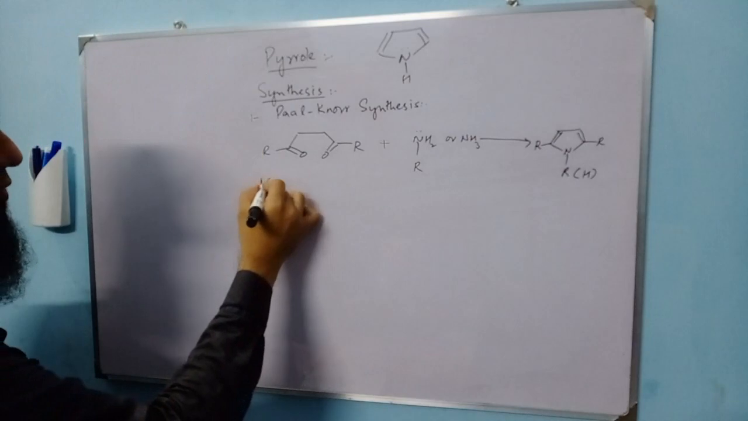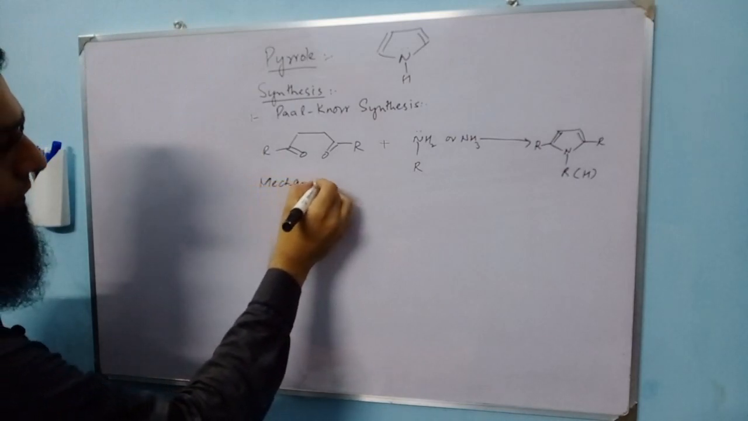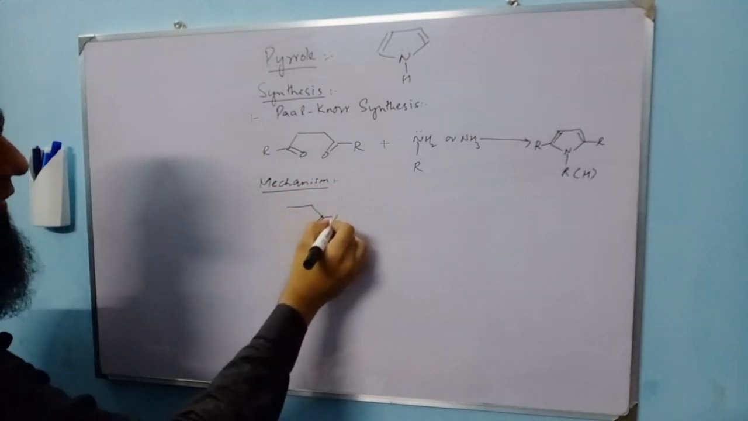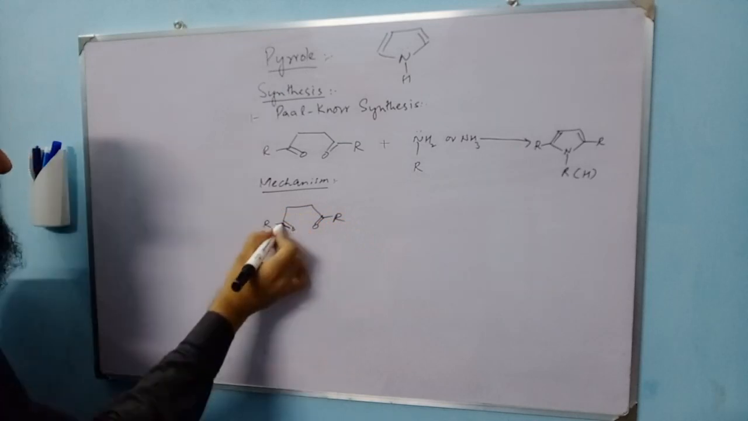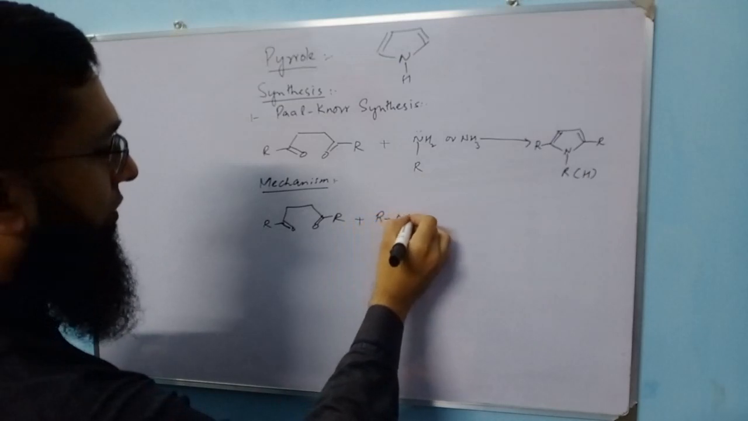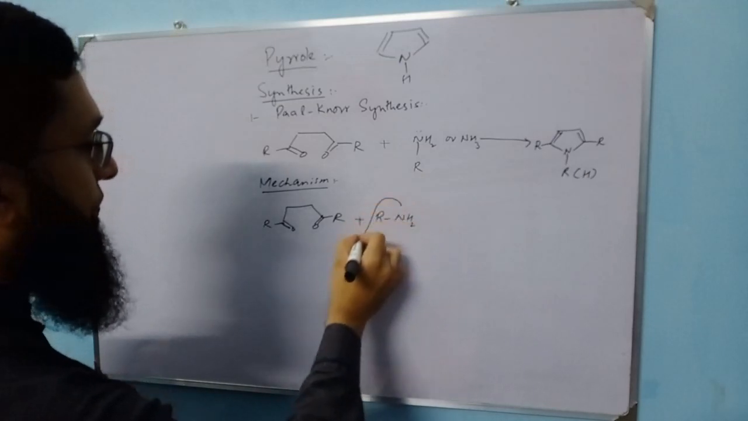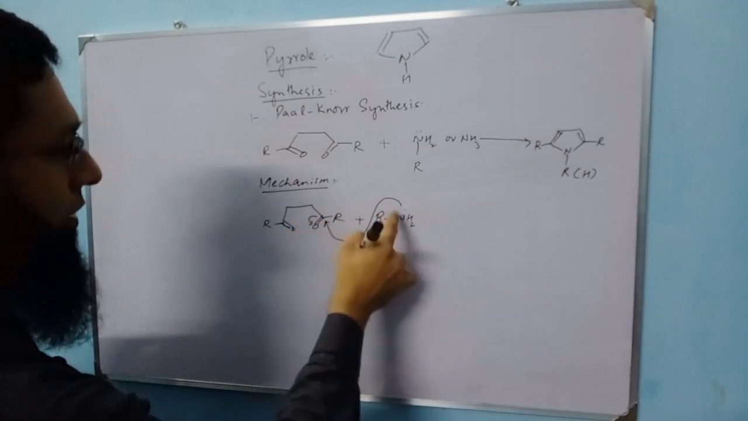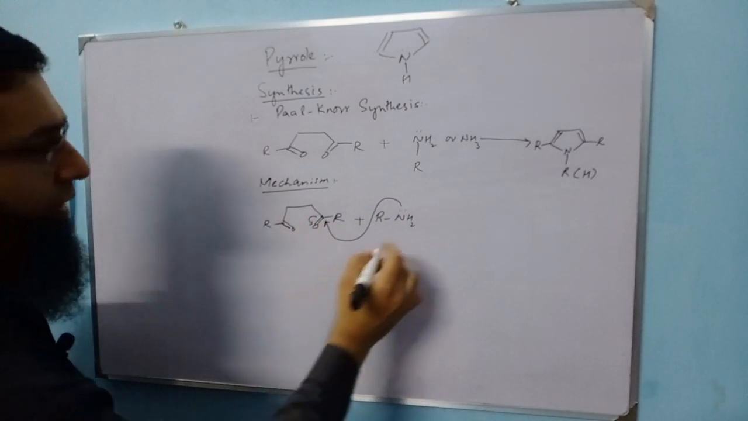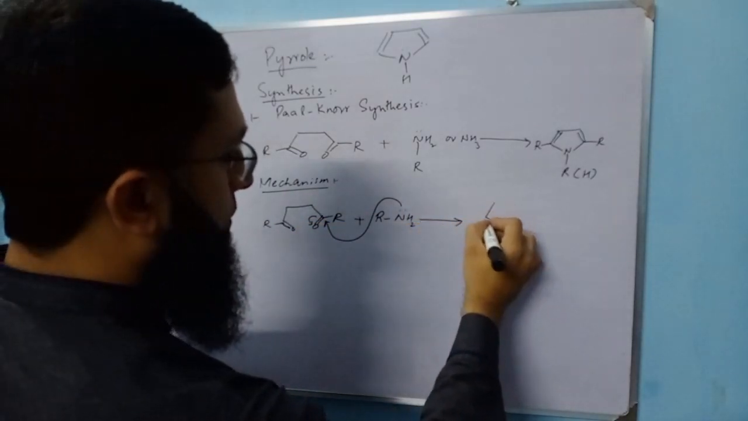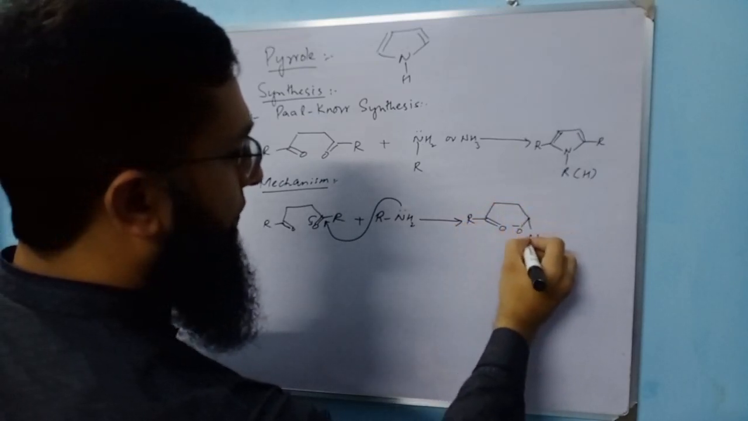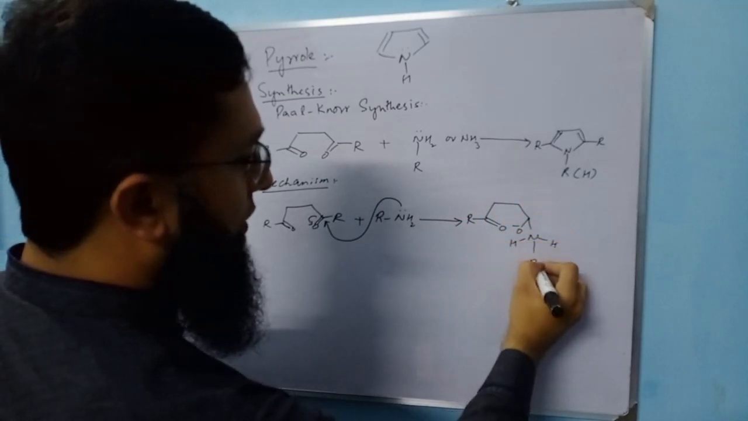Now we see the mechanism of this reaction. Because this is a general example and both the carbonyl groups are identical, the amine can attack any one of them. So this lone pair will attack here and this pi bond would break. As a result, oxygen would get negative charge: O negative, NH positive, NH2.